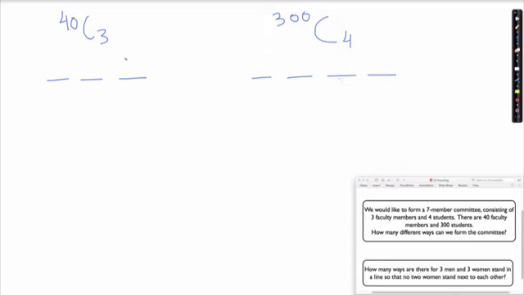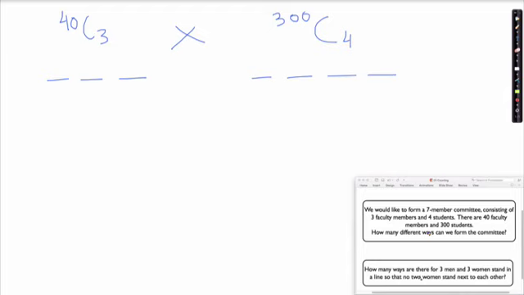But for every 3 faculty members that we select, we can pair them up with any of the 4 students that we select out of 300. So in that case, you need to multiply these 2 numbers, and this is going to be the answer to this question.